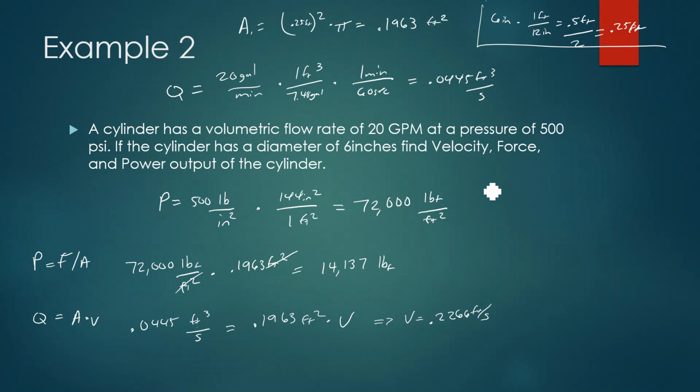To find our power, two ways we can do it. We can do force times velocity divided by 550 gives horsepower. So power equals our force, which we calculated to be 14,137 pounds force, times our velocity, which was 0.2266 feet per second. And then of course we're going to divide all of this by 550. And that's going to give us our horsepower, which is 5.8.